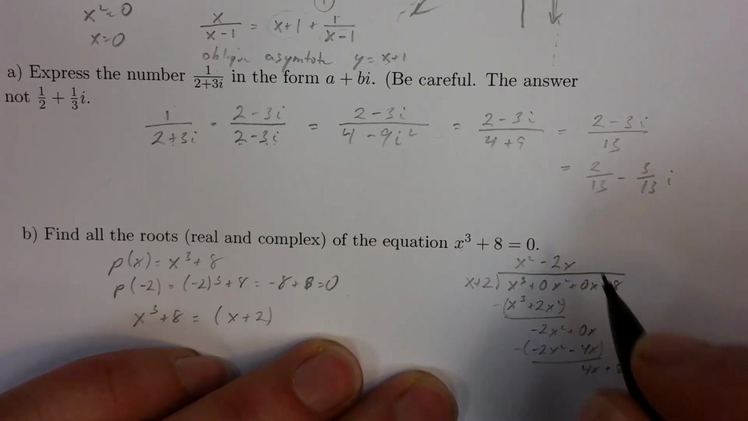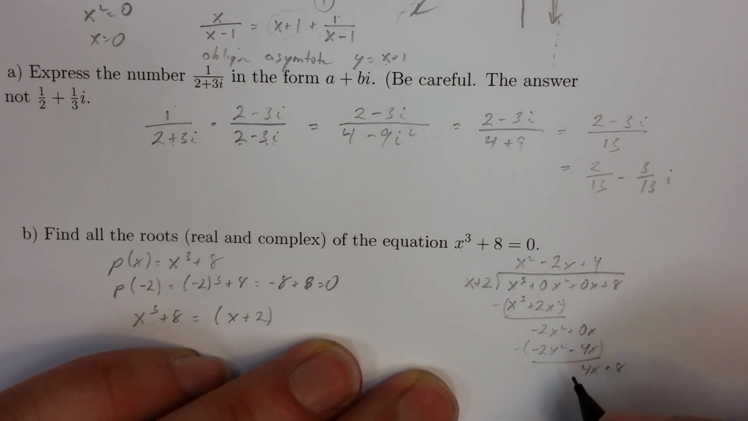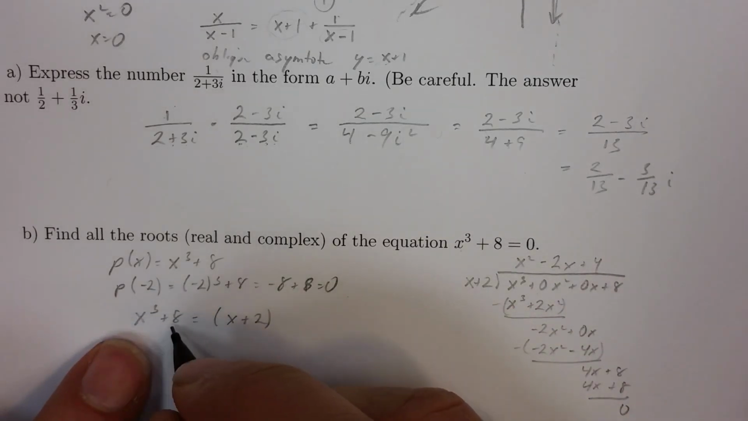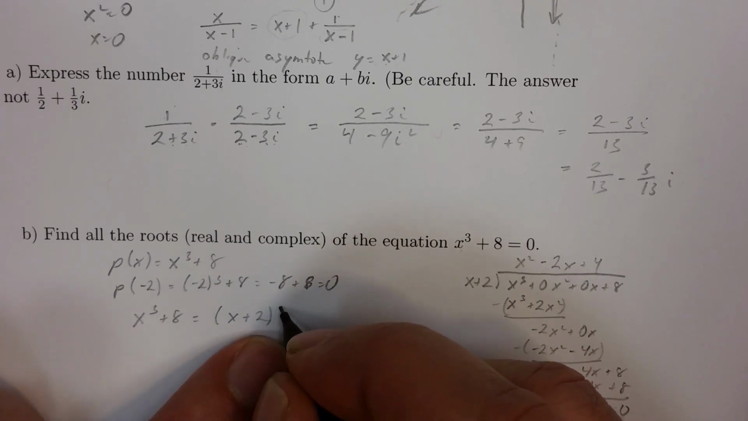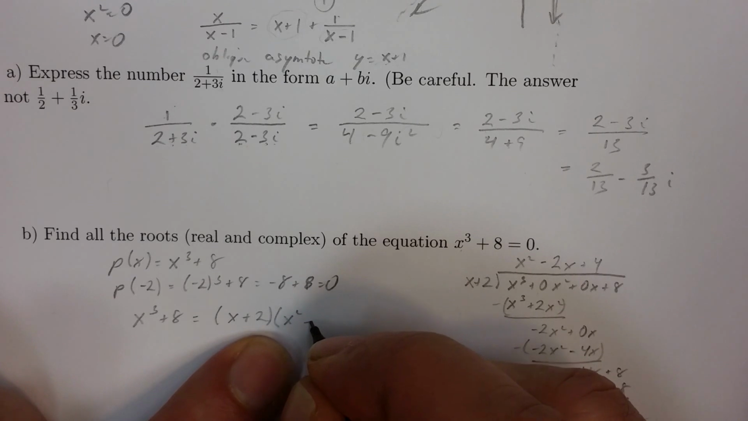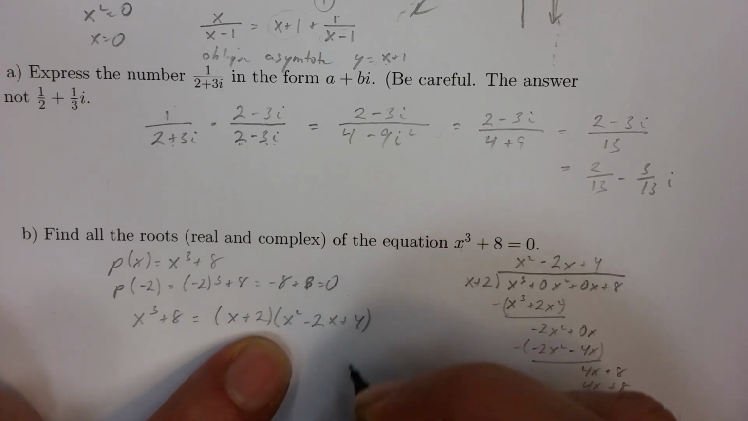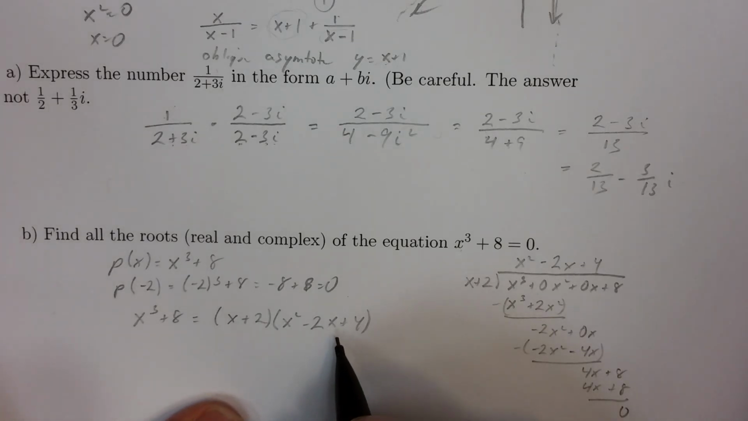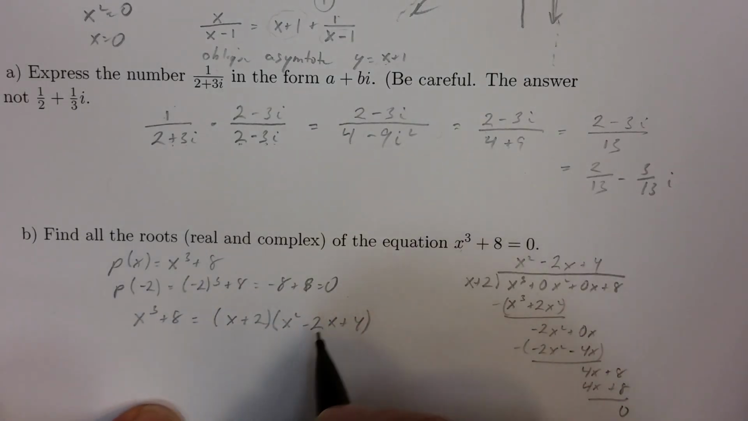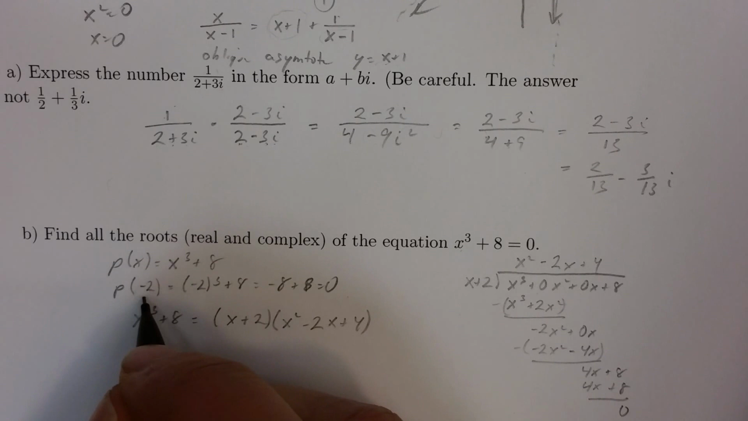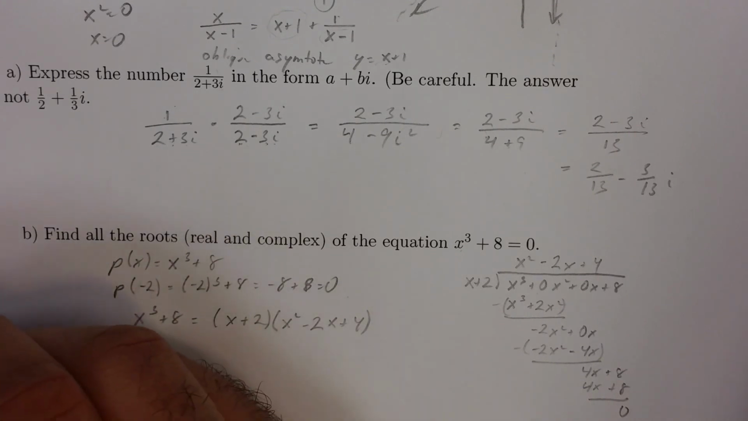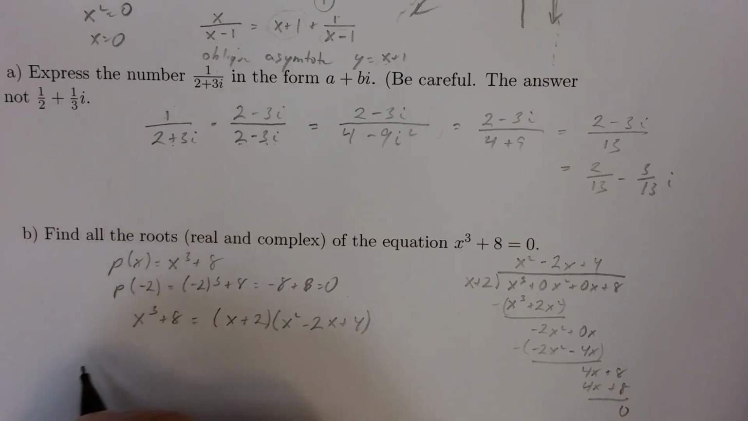x goes into 4x 4 times. 4 times x plus 2 is 4x plus 8. We have a remainder of 0. So x cubed plus 8 is x plus 2 times x squared minus 2x plus 4. And we already know that x equals minus 2 is a root. So x equals minus 2 is one of our solutions.